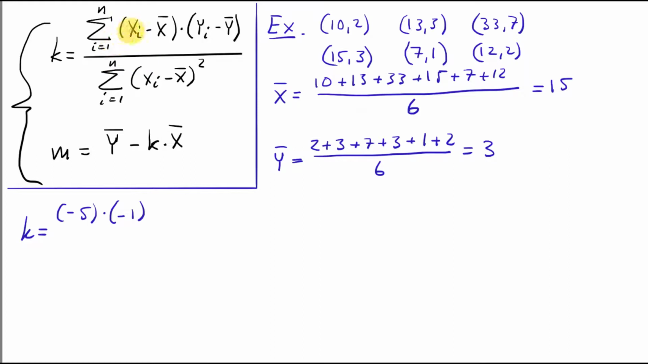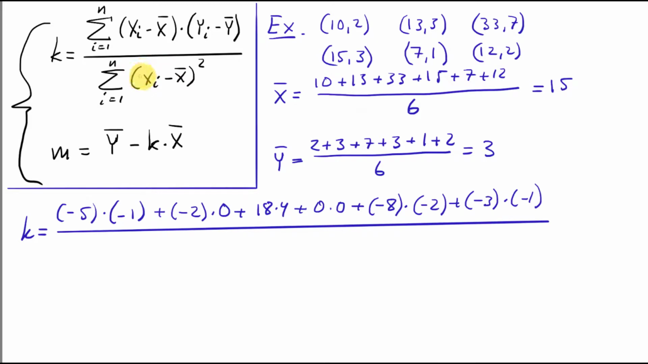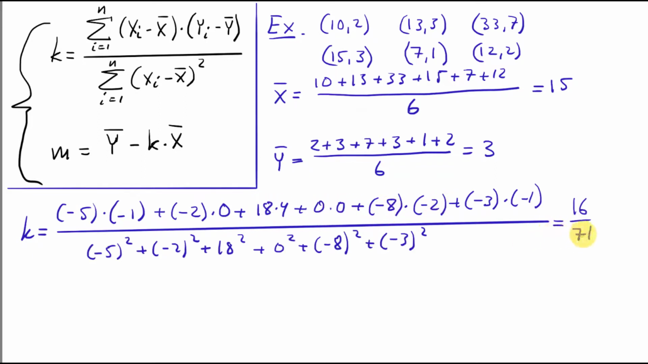So for the first one we put 10 minus 15, that's minus 5. And 2 minus 3 here is minus 1. So this is for the first point. And then we do the same for all the points. And then we calculate this one. And also here we can just copy the numerator, because these numbers here are the ones we are supposed to square. And just adding this up, we get 16/71, roughly equal to 0.23.